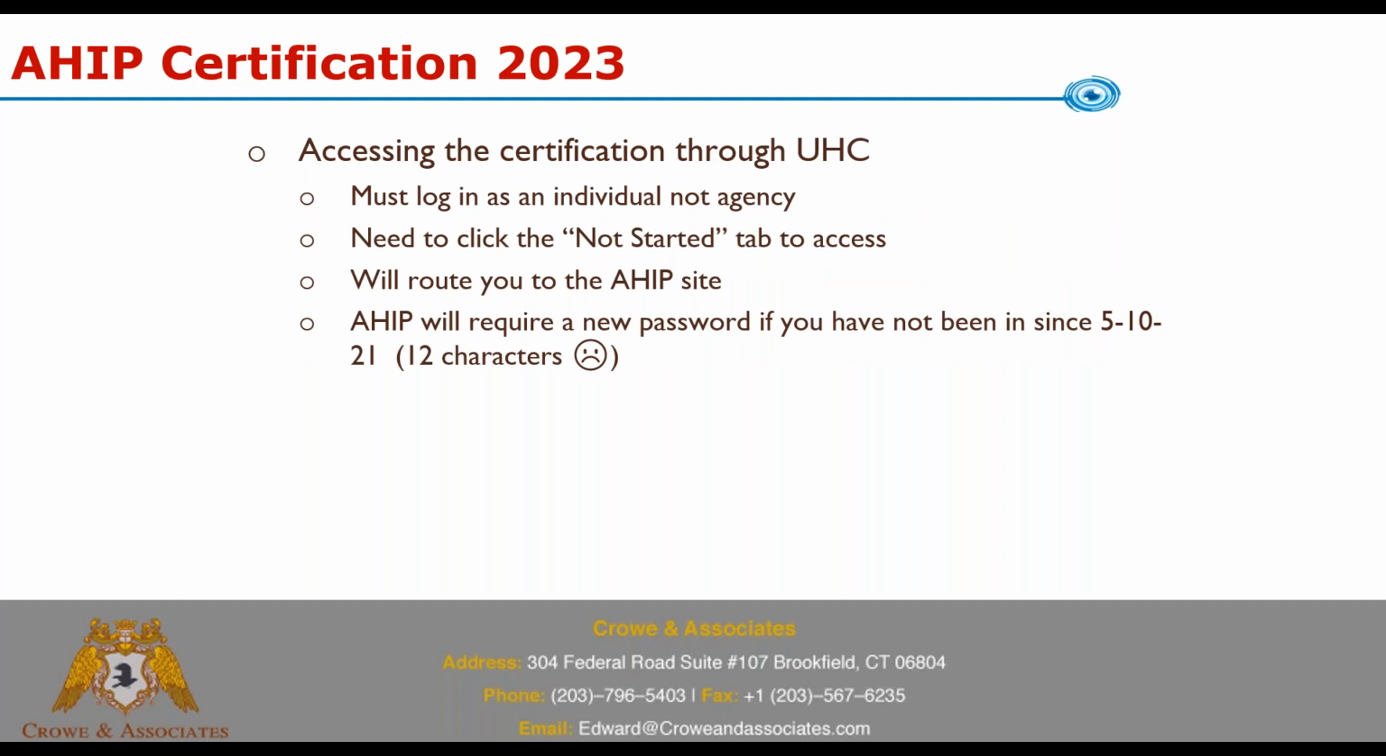If you're accessing the certification through UHC, you must log in as an individual, not an agency. That gets tricky. UHC is a little tricky. So you've got to do it as an individual, not an agency. This is the only thing I don't know if it'll be the same for 2023, because they might change it. You have to click the Not Started tab to access the course, and it's not blatantly obvious. But when you click the Not Started tab, it'll route you to the AHIP site. And just know, if you haven't accessed AHIP since 5/10 of '21, you'll need a new password. And it's got to be 12 characters, which is crazy.